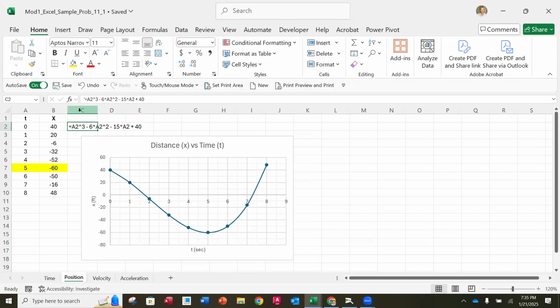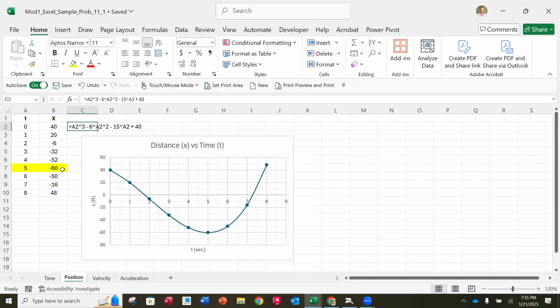I'm going to put that in quotes. I just have it here so that you can see. So we're taking then, using the A2 as our time, and we're cubing it, minus 6 times A2, which is the time, squaring it, minus 15 times the time, plus 40.